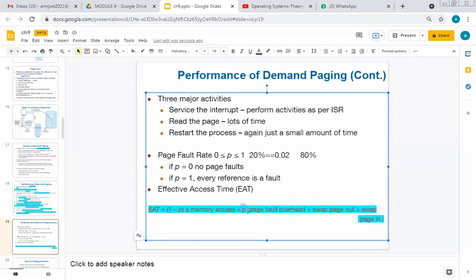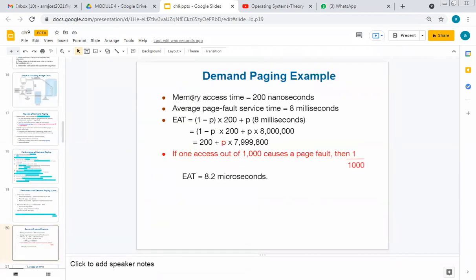So that is failure percentage into P plus (1 minus P) into successful percentage. I hope you know about the cache. With respect to cache, you did (1 minus P) into cache hit plus P into cache miss. That's the formula you learned. In the same way, substitution. Now you can see memory access time is 200 nanoseconds.